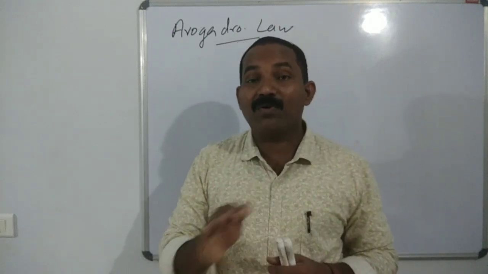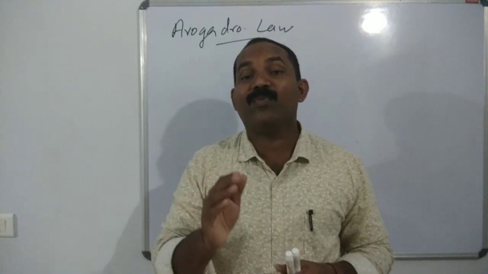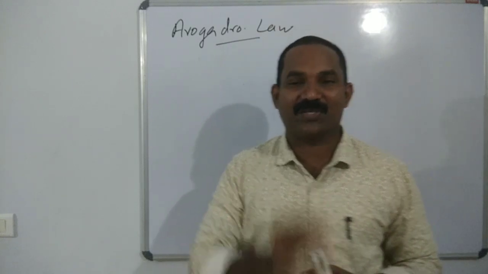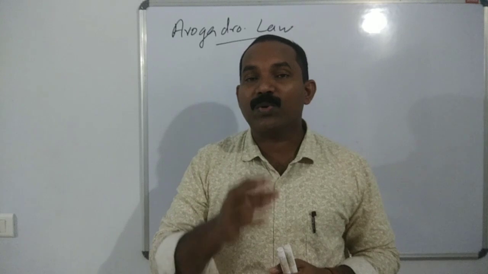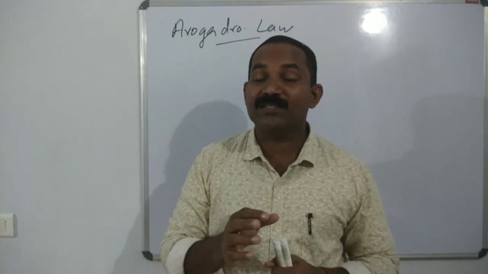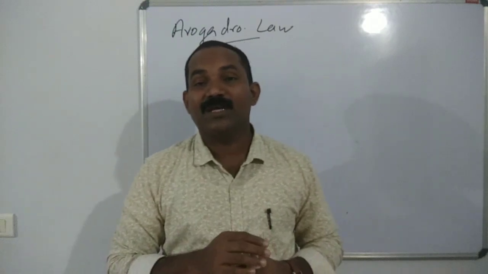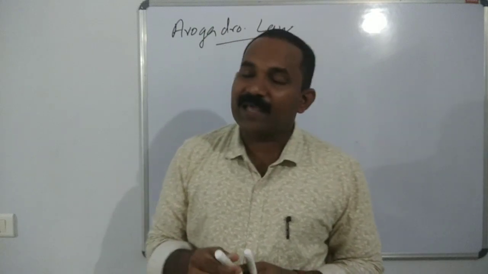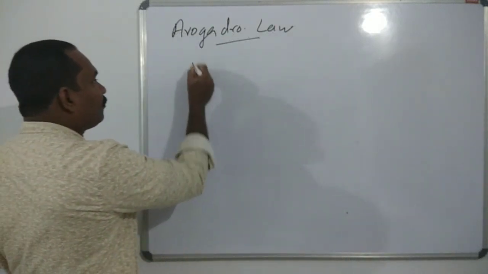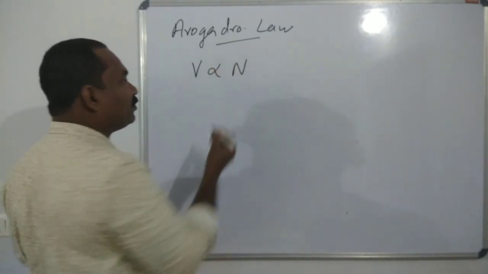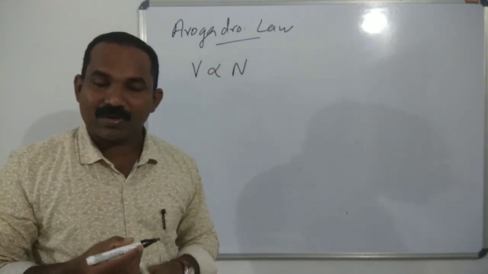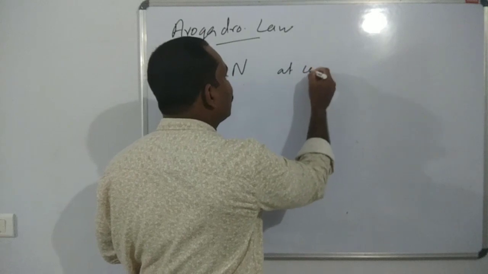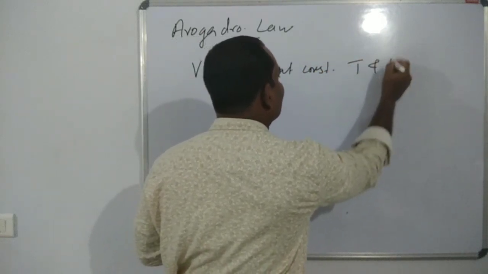Equal volumes of all gases contain an equal number of molecules at a constant temperature and pressure. Once again, equal volumes of gases contain an equal number of molecules at a constant temperature and pressure. Let's express it in a mathematical way. V is directly proportional to the number of molecules.